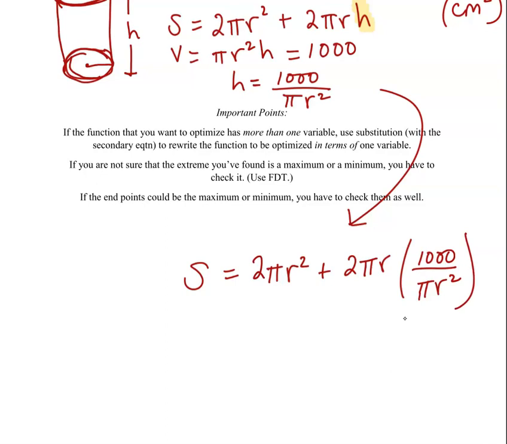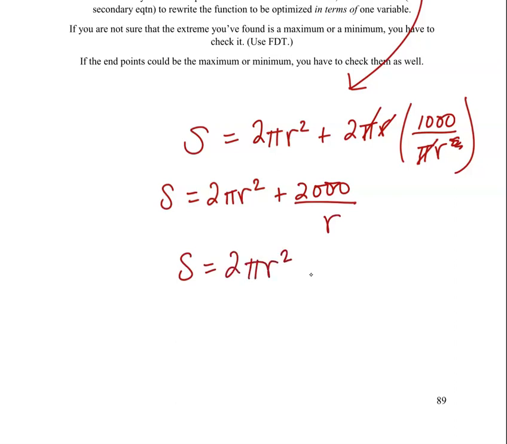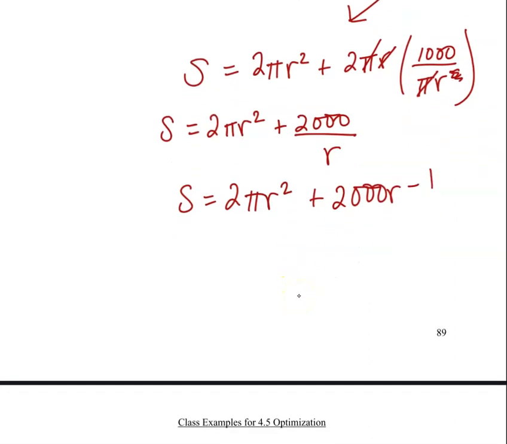And this is not the prettiest equation, but this is an equation we can take the derivative of. I'm going to simplify a little bit. I'm going to cross out this pi, and I'm going to cross out this r with one of these r's. So now I have 2 pi r squared plus 2 times 1,000, so 2,000 over r, which becomes 2 pi r squared plus 2,000 times r to the negative first. Now let's take the derivative. We get S prime would be 4 pi r minus 2,000 r to the negative second. And we want to set that equal to 0.